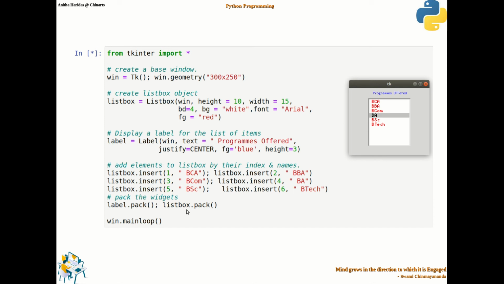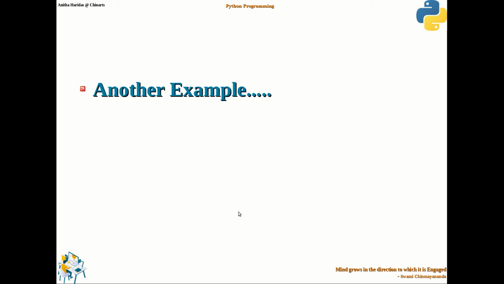You just give the pack method for the label as well as for the list box widget, so that it will be packed. When you run this program, this kind of window will be displayed with the label on the top and the list box below that. So this is a simple example for the list box widget. Let us further explore it.